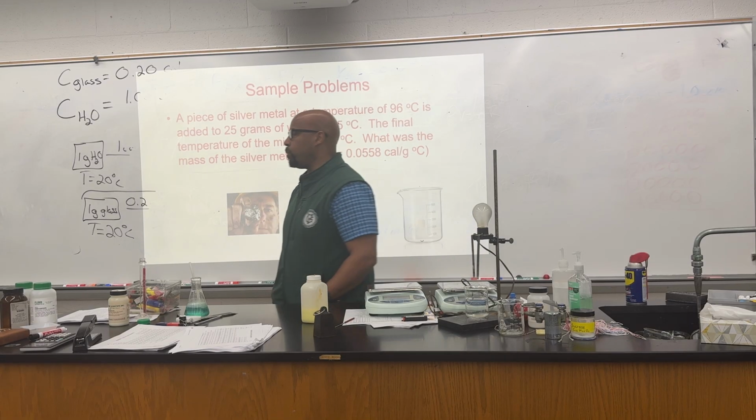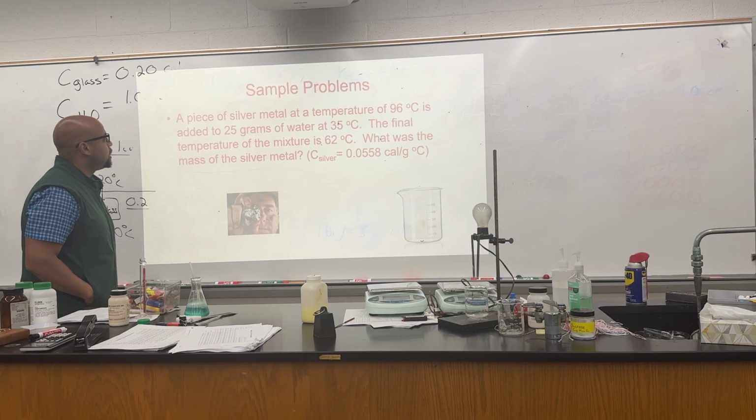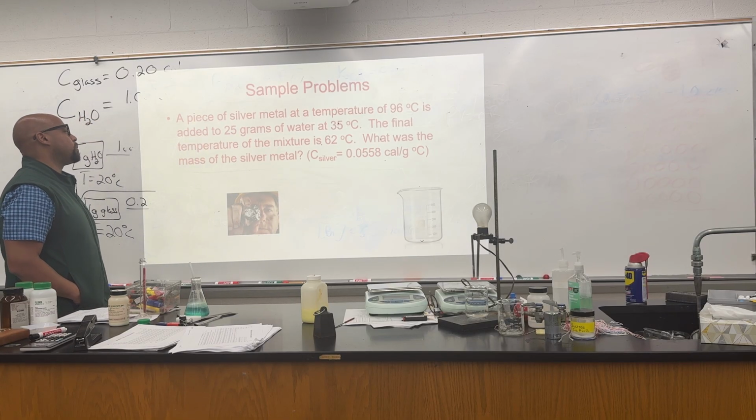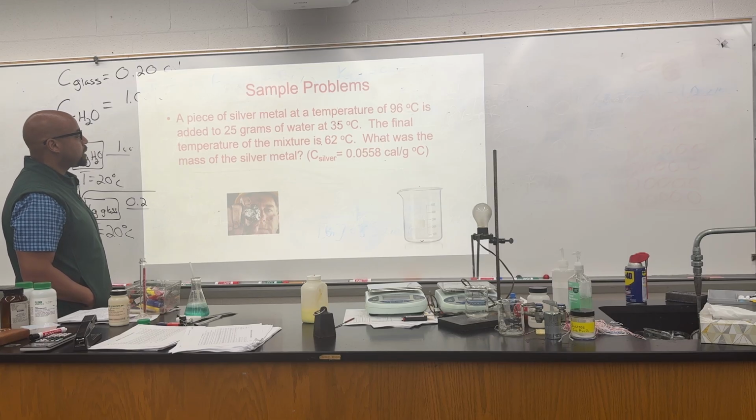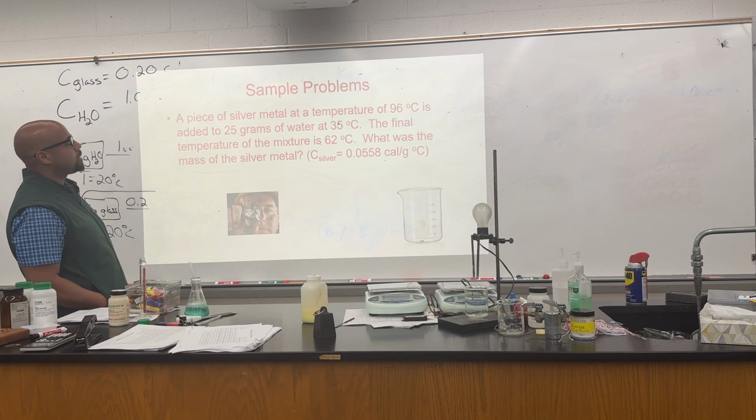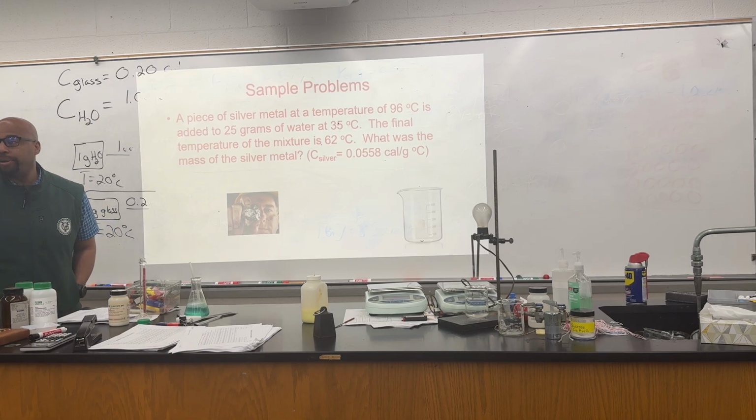No? All right, let me read it one more time. Sometimes you've got to read it twice. A piece of silver metal at 96 degrees Celsius is added to 25 grams of water at 35 degrees Celsius. The final temperature of the mixture is 62 degrees Celsius. What is the mass of the silver? How about now? What was your thought?